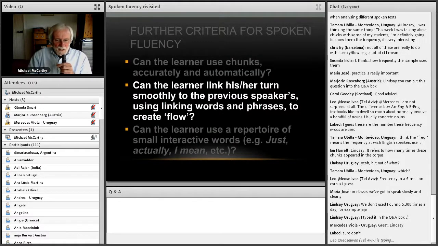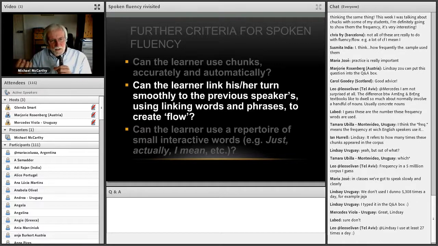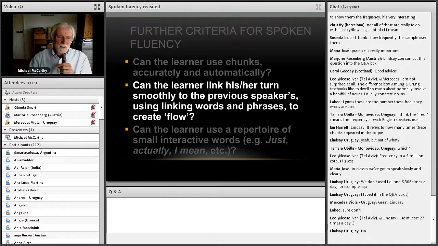Let's move on to the second of our criteria here, and this is about how you construct your turn when it's your turn to speak, and how you can make your turn link smoothly to the turn of the person who has just stopped speaking.